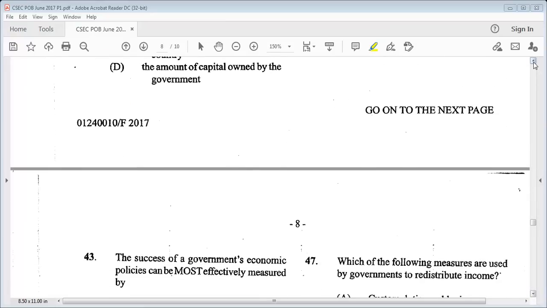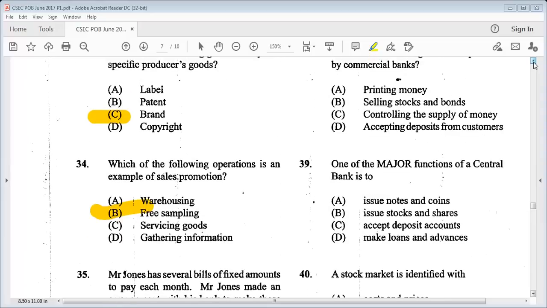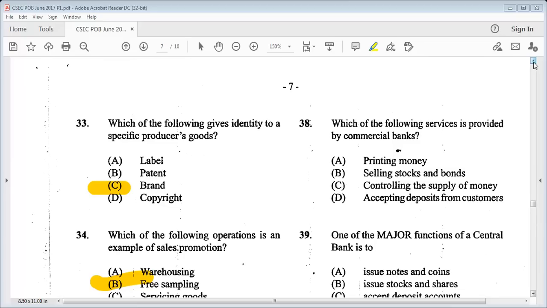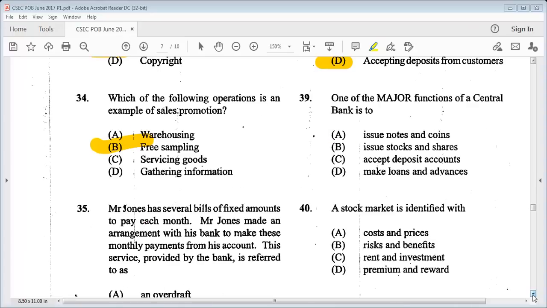38 says, which of the following services is provided by commercial banks? We know it is D, accepting deposits from customers. 39. One of the major functions of a central bank is to A, issue notes and coins. 40 says, a stock market is identified with, we know, B, risk and benefits.